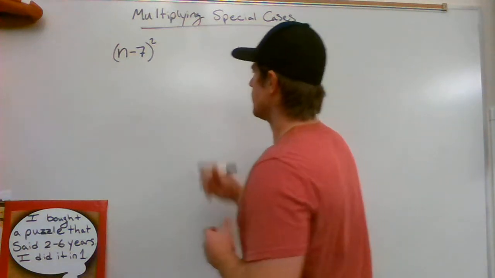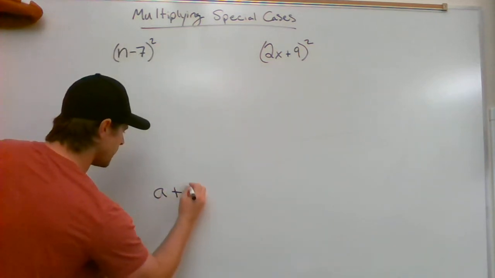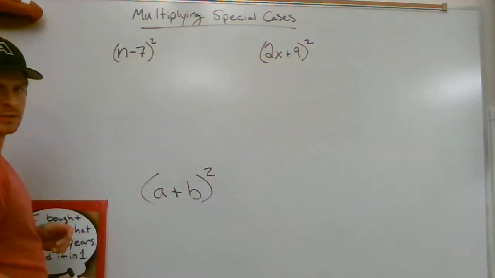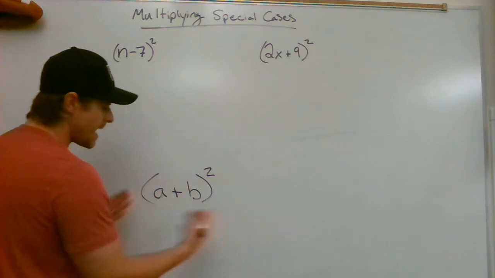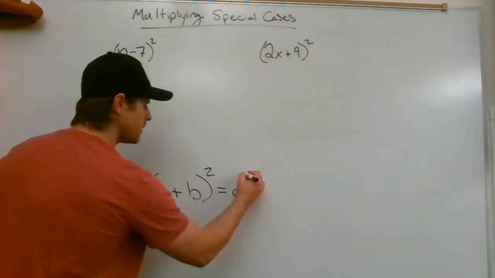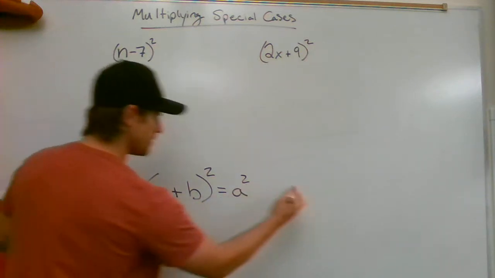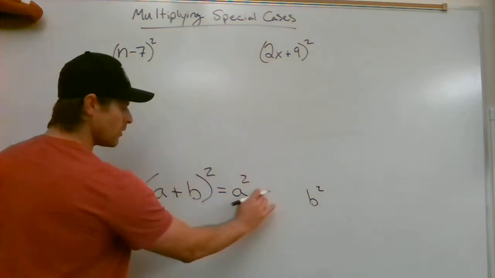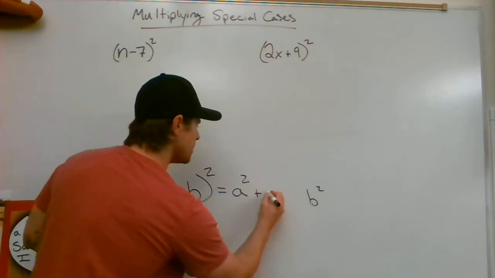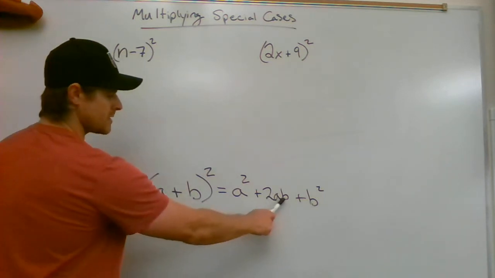N minus 7 squared. Well, when we have a special case, it's typically going to show one term added to another term, and then we're squaring it all together. The rule is when this happens, whenever we take a binomial and square it, you can just take the first term, square it, the second term, square that, and then in the middle, you just have to multiply these together and then say times 2. So that would be 2 times A times B.